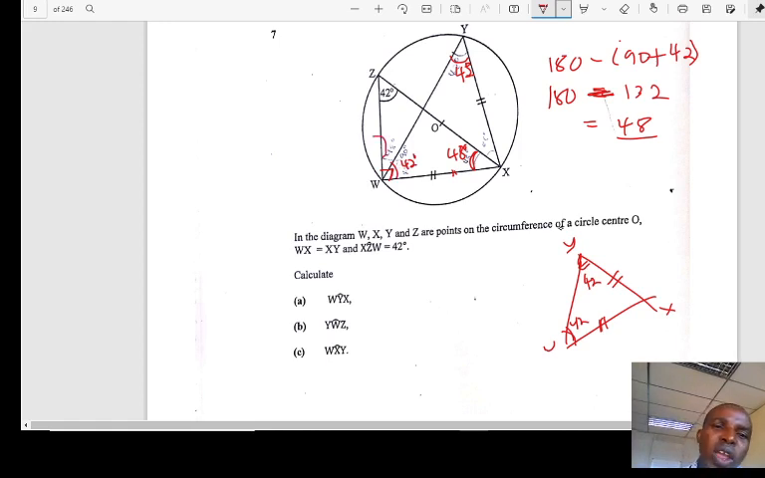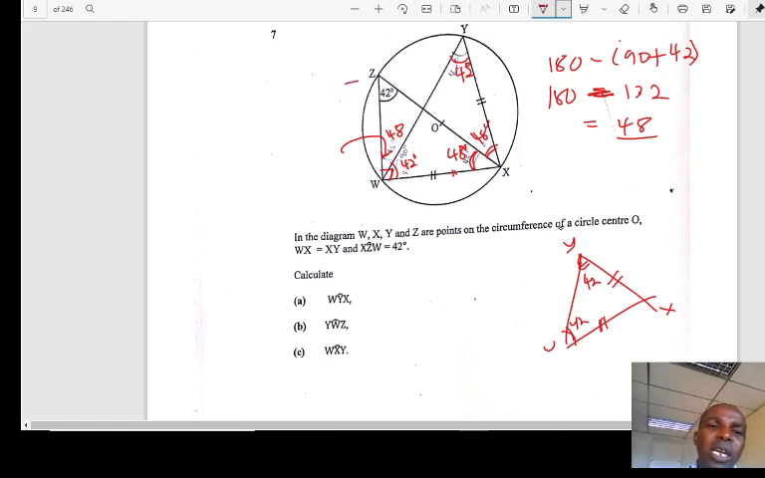Which means the angle here on this side is very easy to find. You just say 90 minus 42. 90 minus 42 is 48. Then if you want this angle on this side, at X, W, Y, X, Z: YXZ is the same as YWZ, which is 48 degrees.